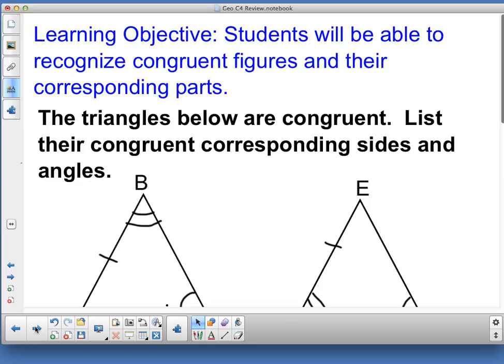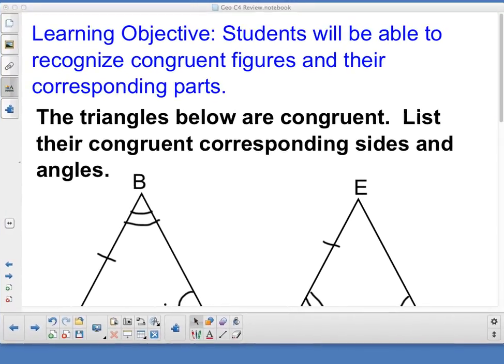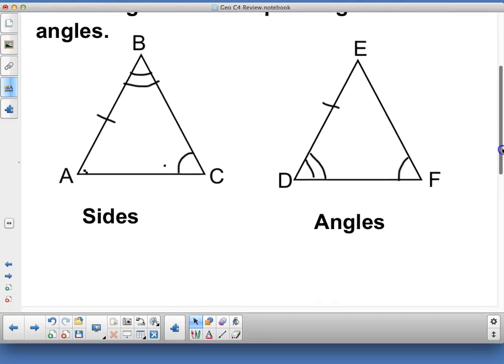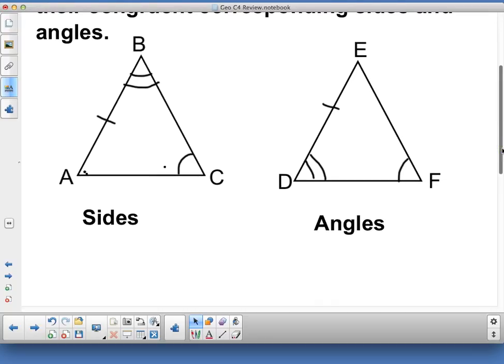The first thing, we're working on recognizing congruent figures and their corresponding parts. So all I want you to do is list the sides that are congruent and list the angles that are congruent. I would do the angles first. Hint, hint, hint. So go ahead and get that done.